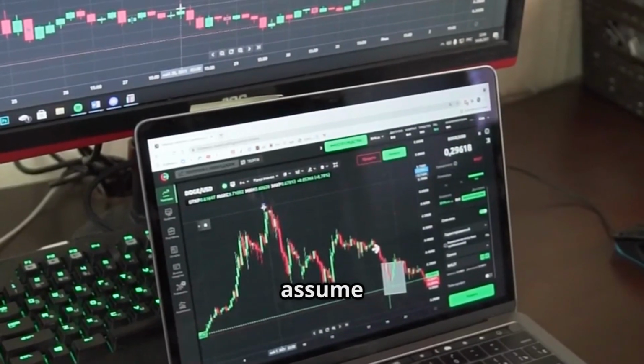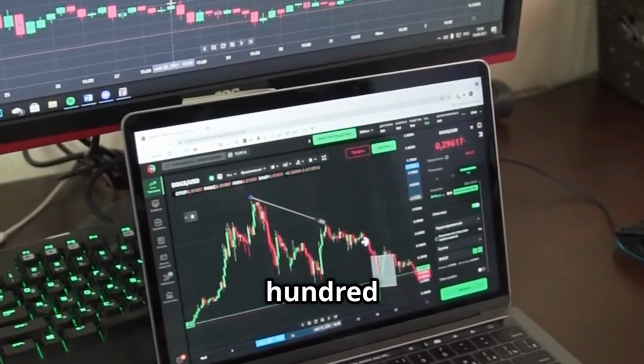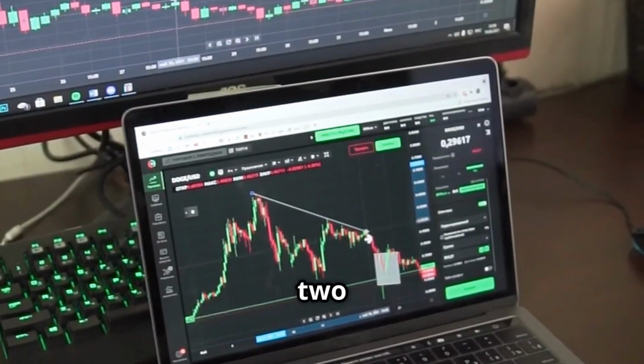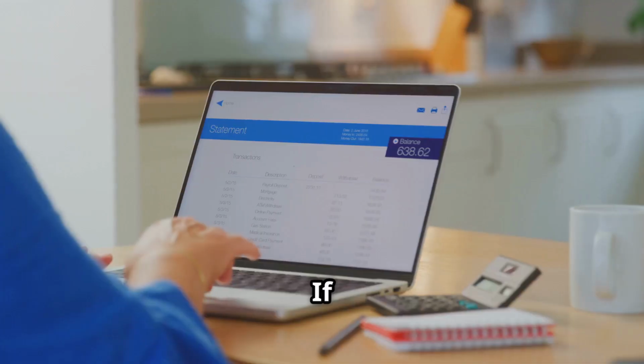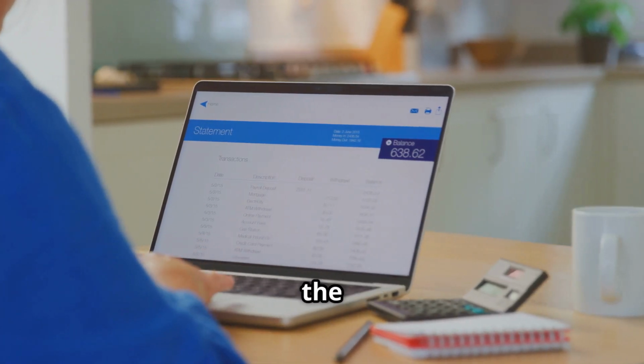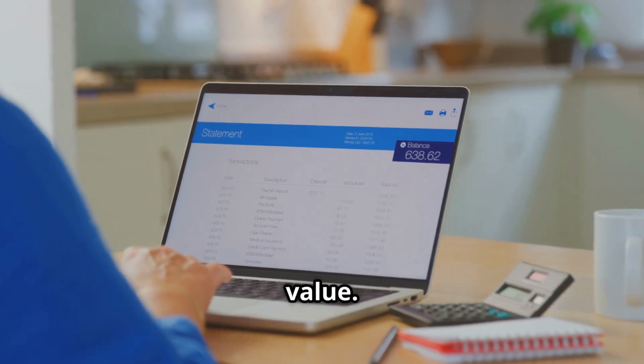For example, assume an investor expects a property to generate annual cash flows of $150,000 for 5 years, with a terminal value of $2.2 million in year 5. If the discount rate is 7%, the present value of each cash flow, including the terminal value, is calculated and summed to estimate the property's value.